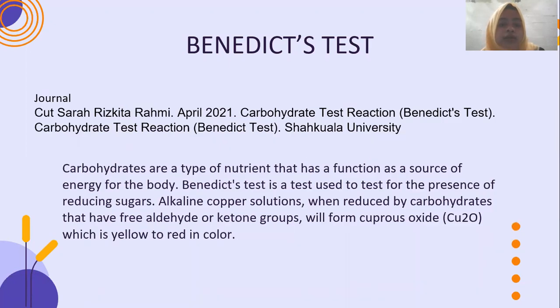This is a reference for the Benedict test. Carbohydrates are a type of nutrient that has a function as the source of energy for the body. Benedict test is a test used to test for the presence of reducing sugars. Alkaline copper solution, when reduced by carbohydrates that have free aldehyde or ketone groups, will form cuprous oxide, which is yellow to red in color.